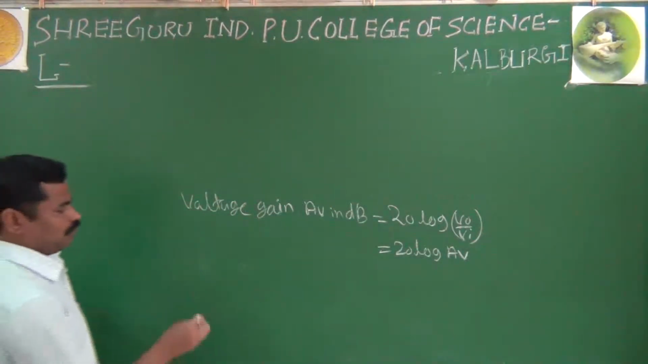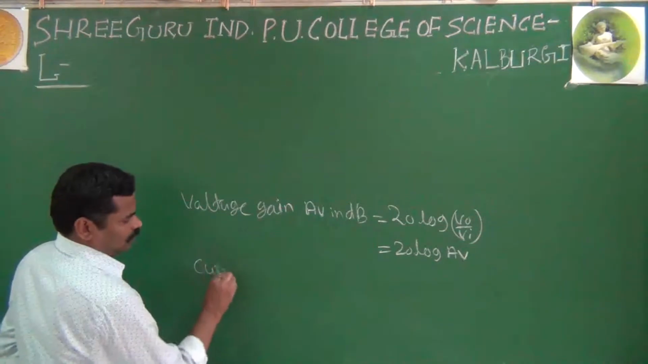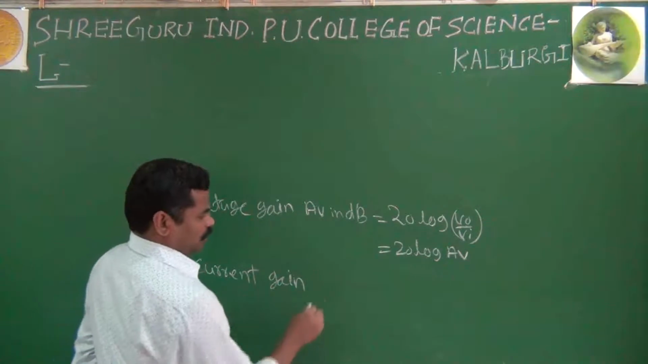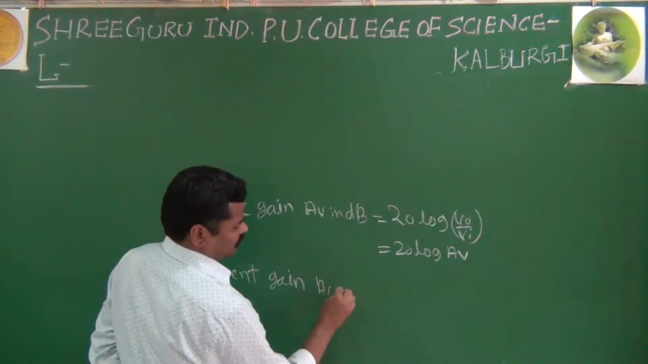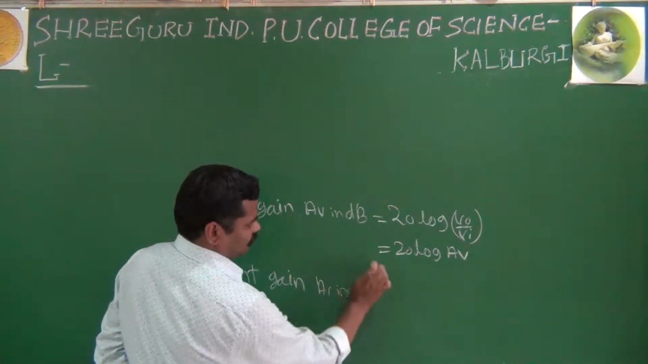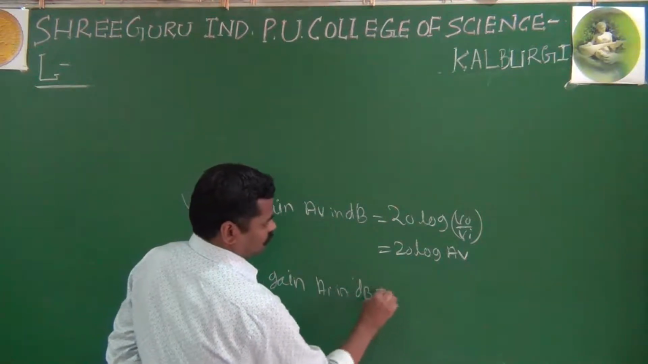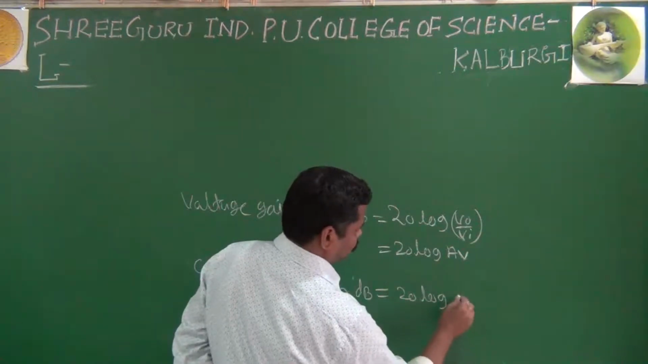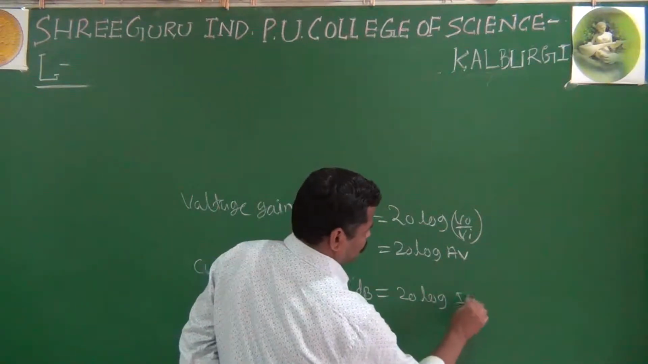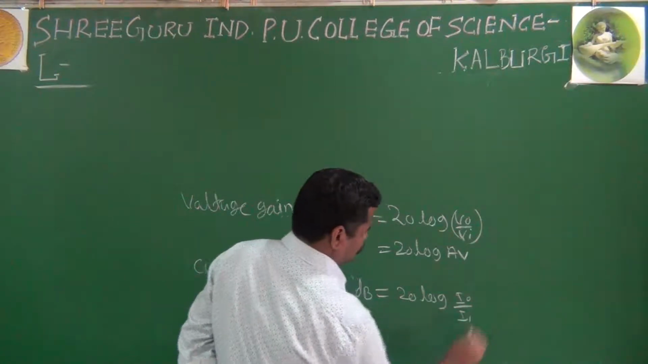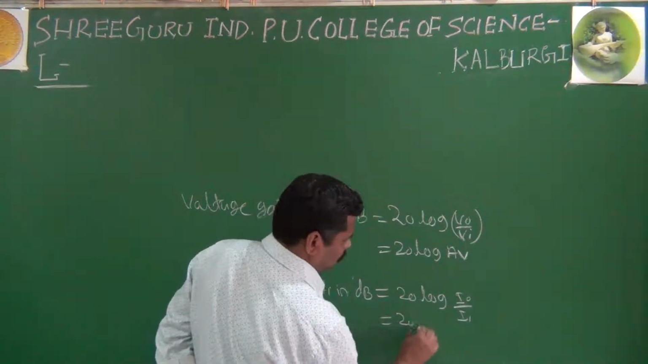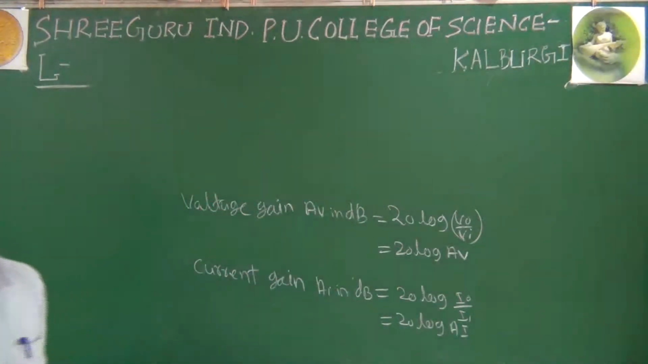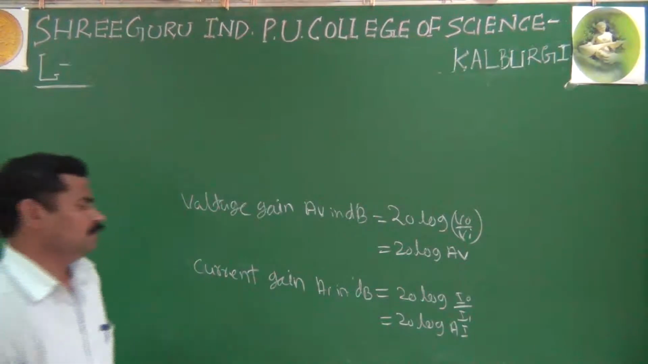In the same way, you can go for the current gain in dBs. I can write AI in dBs, that is nothing but 20 log I0 by Ii, or you can write 20 log AI. It means you can mention the voltage gain, current gain or power gain in terms of dBs.